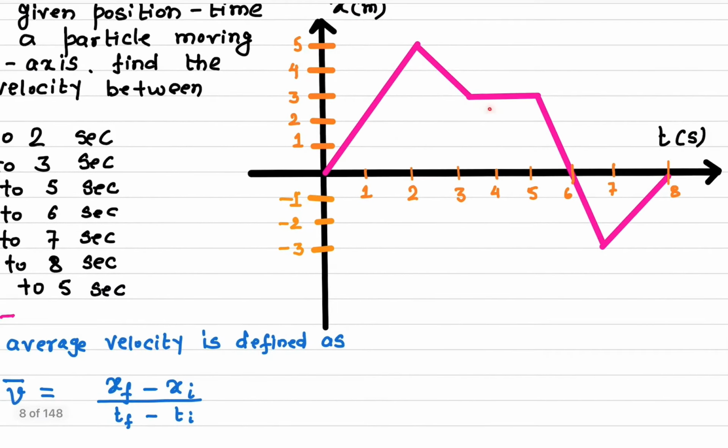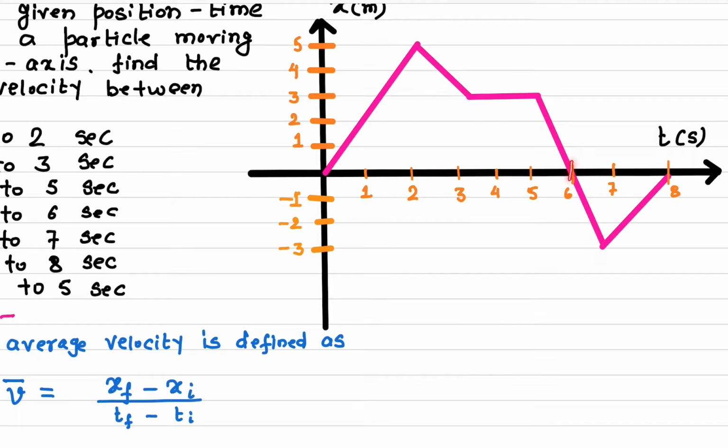So now we calculated in this range. Now let's calculate it in this range. And what you can immediately tell from this one is there is a downhill, more downhill. Downhill means the average velocity has to be negative.